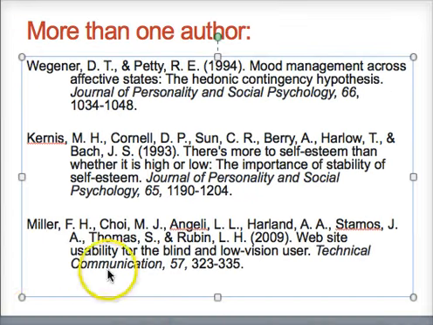So here's a couple more examples where you have more than one author, and that's usually the case with articles. It's often teams of writers writing articles together. So you can list all of their names; if there's 20 authors, you'll just list all of their names.